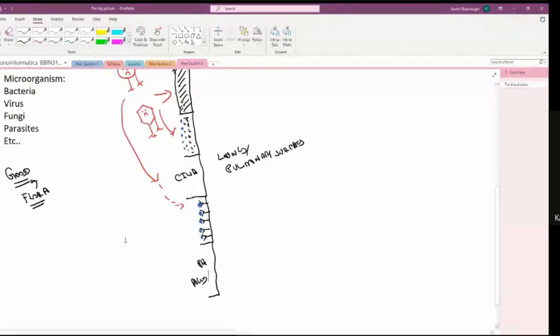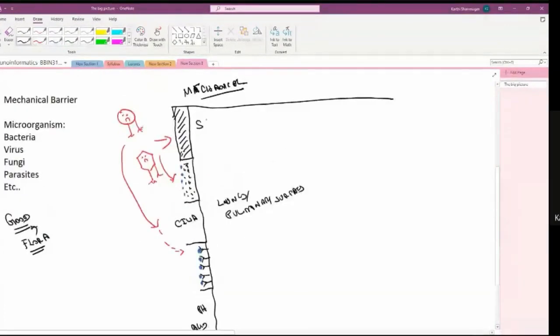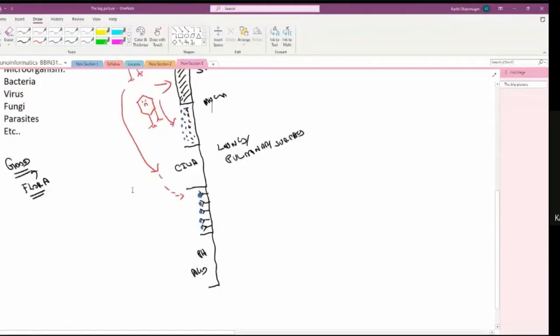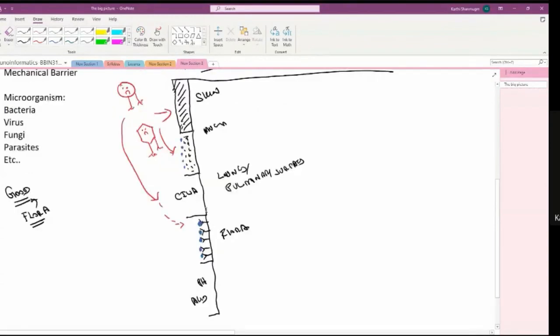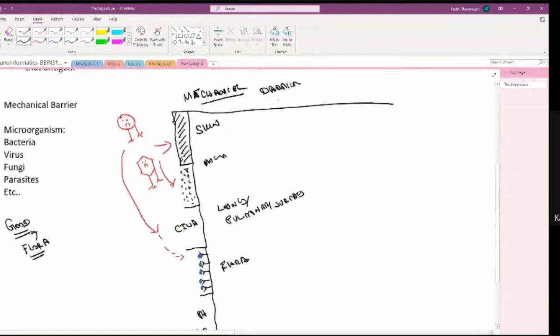So whatever I have discussed here so far, skin, mucus, the lung pulmonary surface, cilia, and the flora, the pH, all these are kinds of mechanical barriers for the entry of the pathogen from outside the body to inside the body. Is it understandable? Yes, sir.